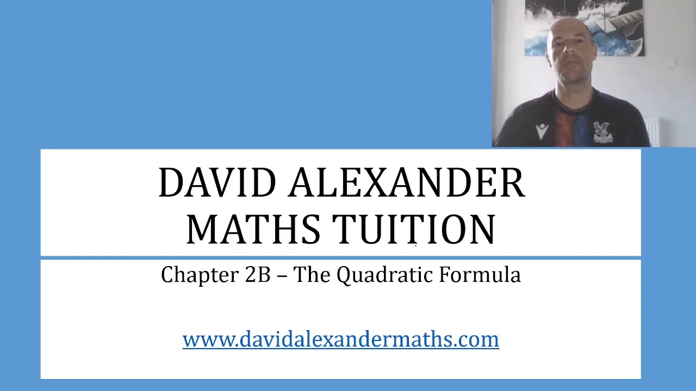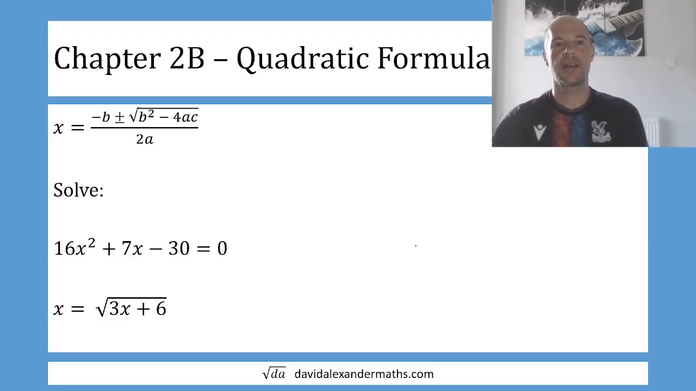This is chapter 2b on the quadratic formula. So this is the quadratic formula here. Hopefully this is nothing new to you. x is negative b plus minus the square root of b squared minus 4ac all over 2a. Really easy to remember, of course.